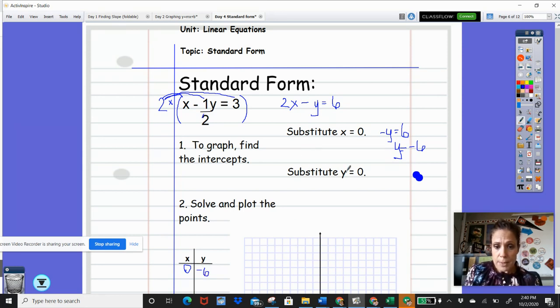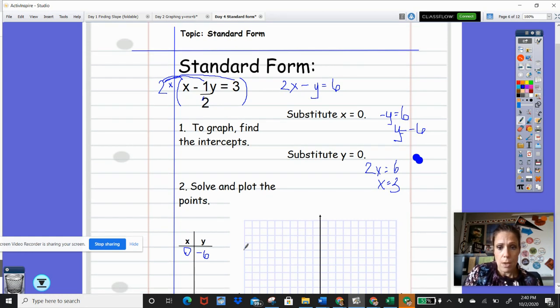If I'm substituting 0 in for y, then this term is gone. So I'm really just left with 2x equals 6. And so then my x equals 3. So my x-intercept is 3, 0.